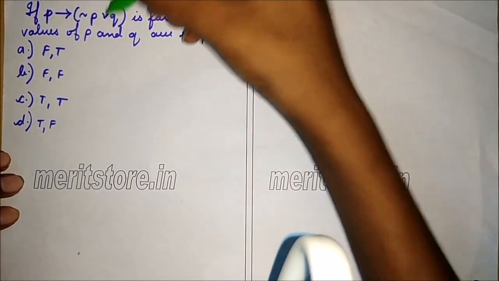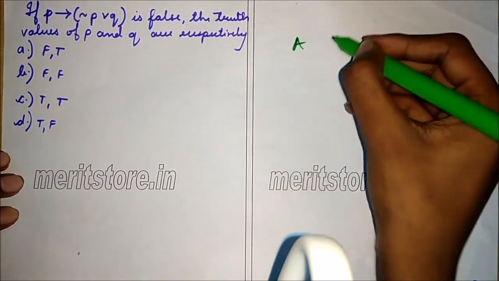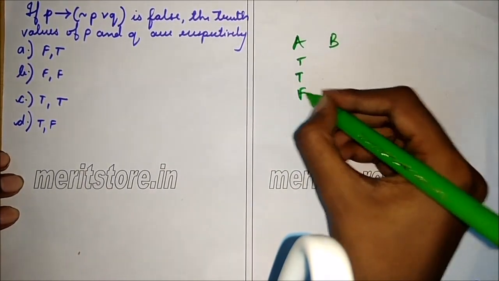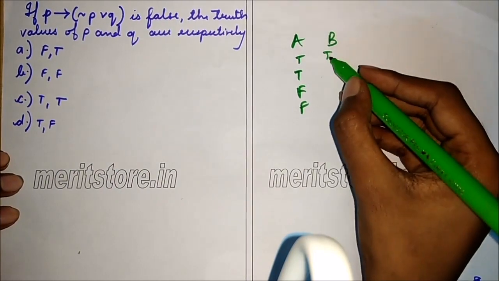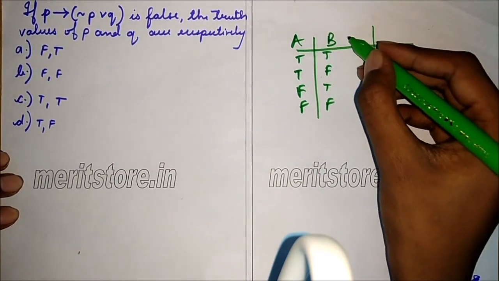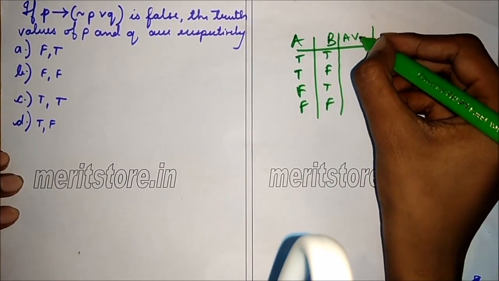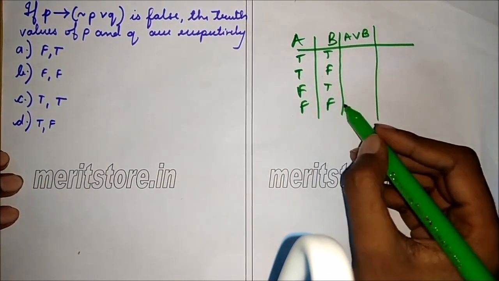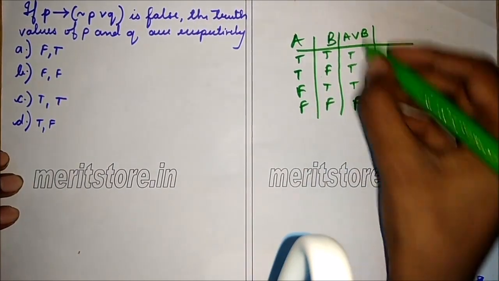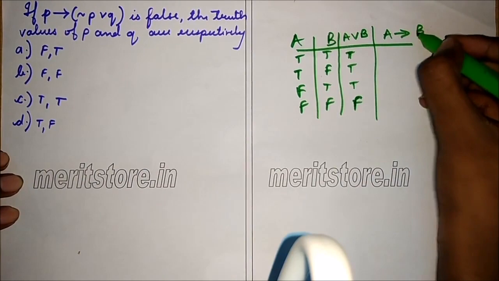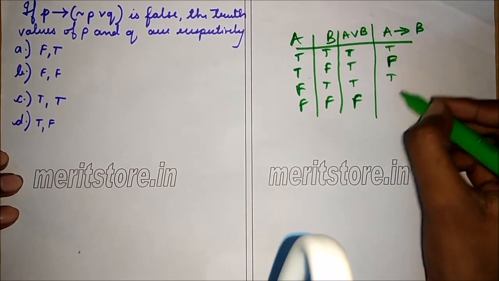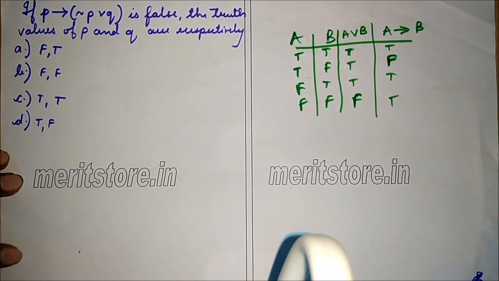First is implication and or. Let these two statements be A and B. So this will be TTFF and this will be TFTF. A or B will be false only when both the statements are false, otherwise it is true. So FF is F for this one. For A implies B, TF is F, everything else is true. So this is the truth table for reference.